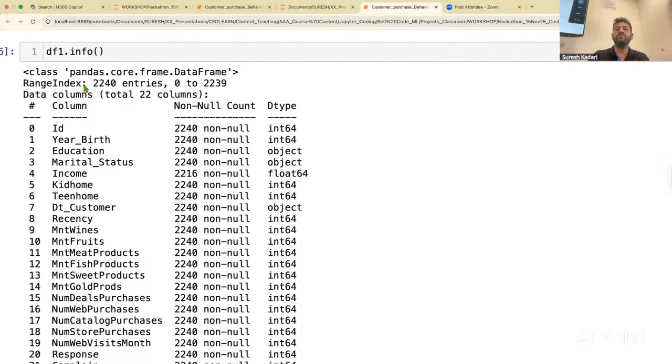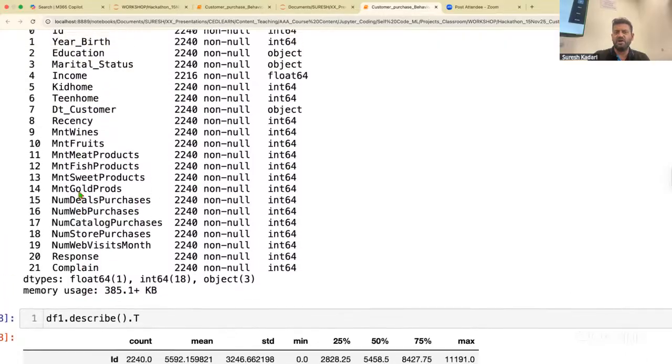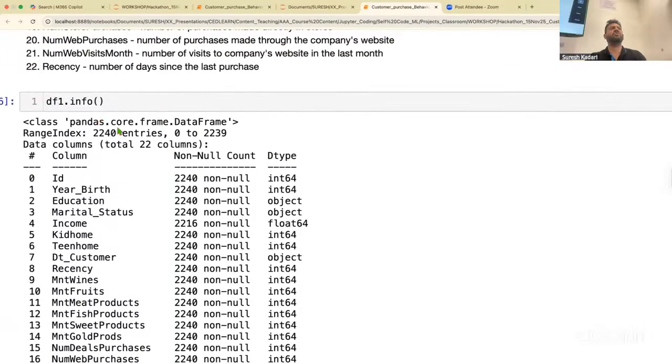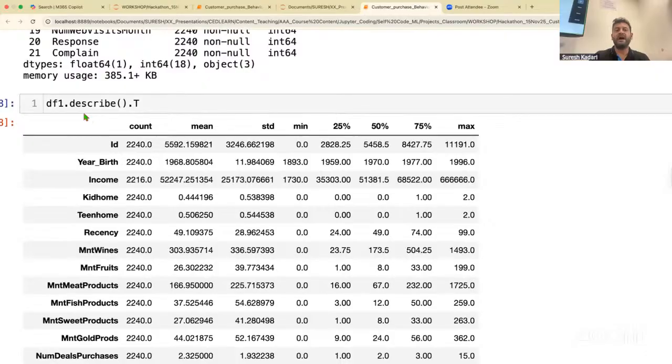Now I'm going with info. What is info? All the columns. Whatever 22 columns I have, and null, not null, data type, I get the entire info. These are all simple pandas. I'm still at the exploratory level. Good. Then I'm describing.